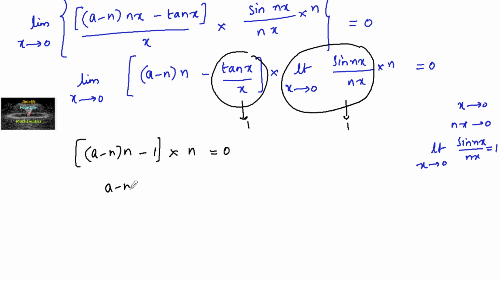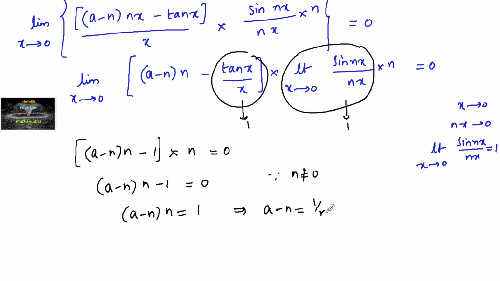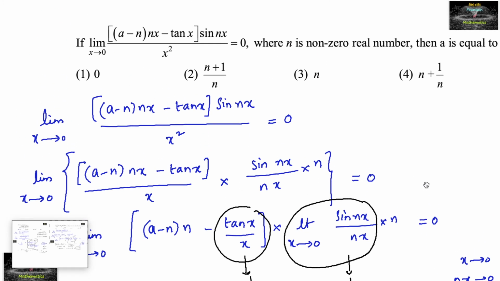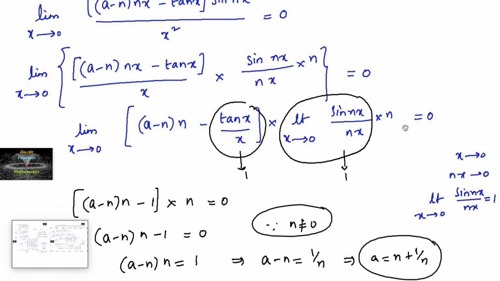Or we can also write a minus n times of n minus 1 is equal to 0, and since n cannot be equal to 0, so a minus n of n is equal to 1, or we can write a minus n is equal to 1 upon n, or a is equal to n plus 1 upon n, we can write for n not equals to 0. So we can go with the option a is equal to n plus 1 upon n, fourth option.